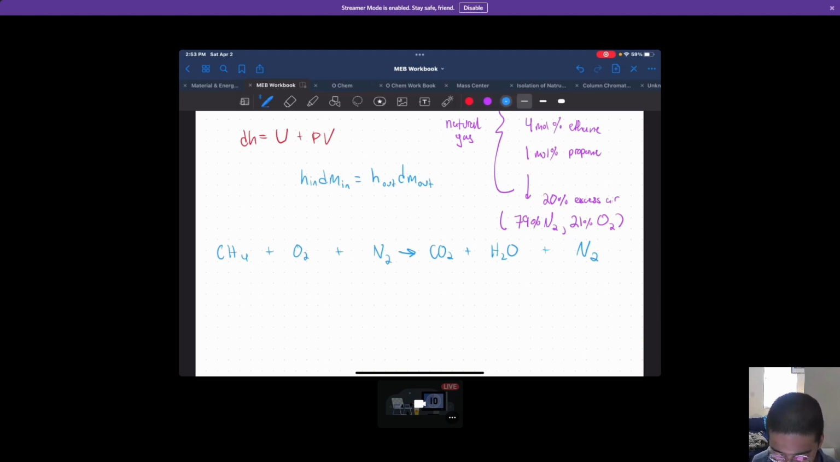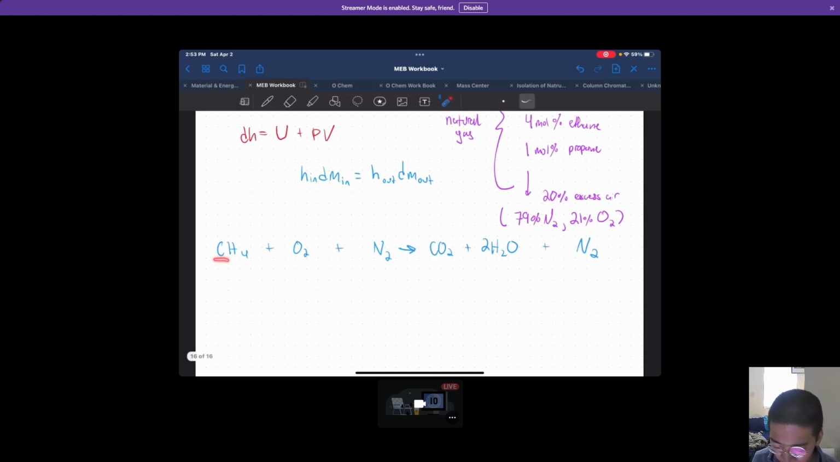We have four hydrogens and 2 over here. So we need a 2 in front of the water. We have 1 carbon and 1 carbon, so that's good. We have 2 oxygens plus 2 oxygens. We have 4 oxygens over here and only 2 over here. Therefore, we need a 2 here.